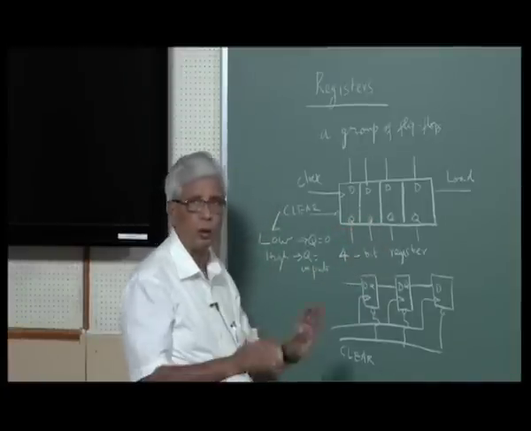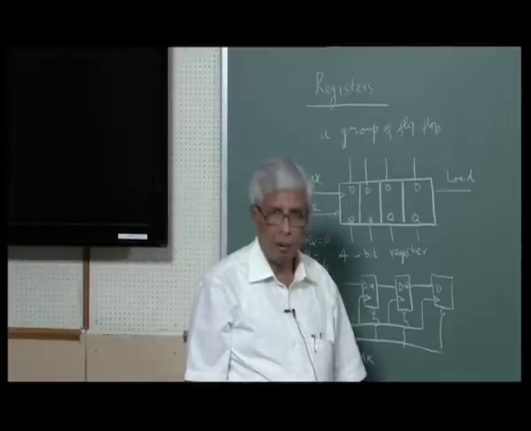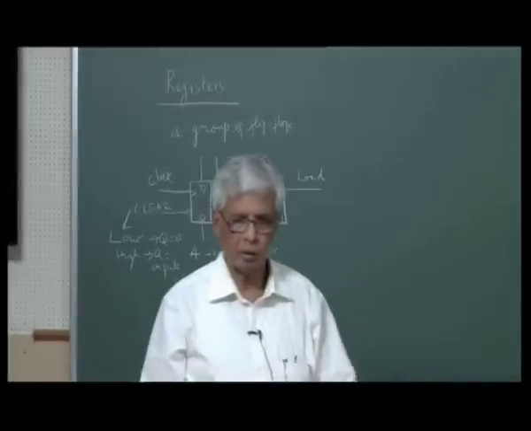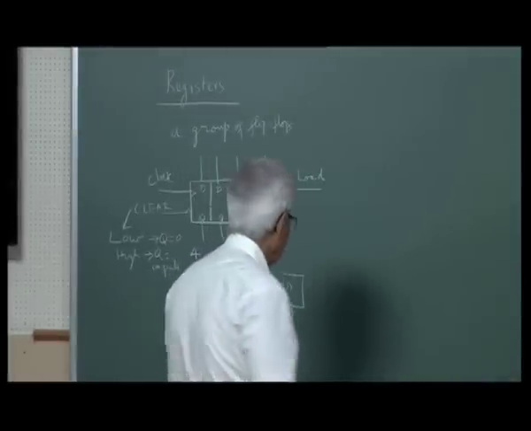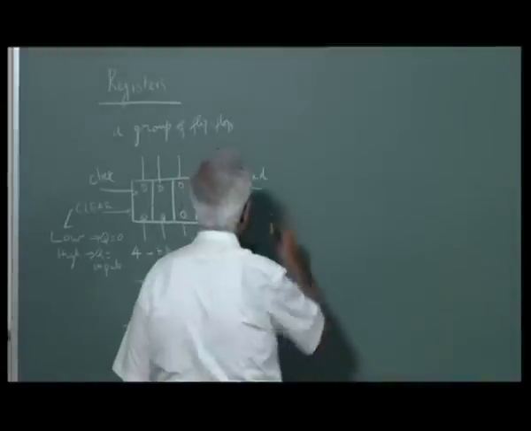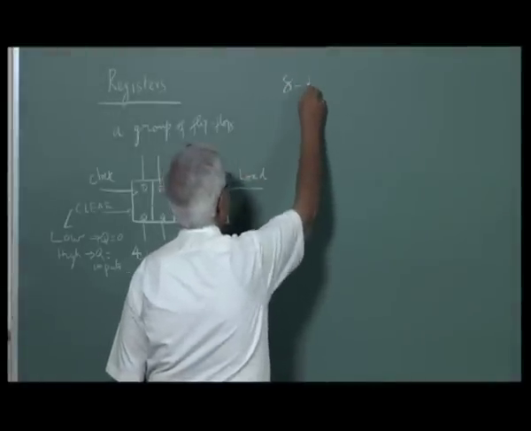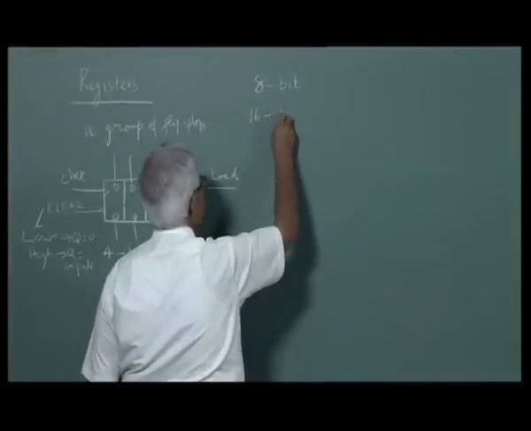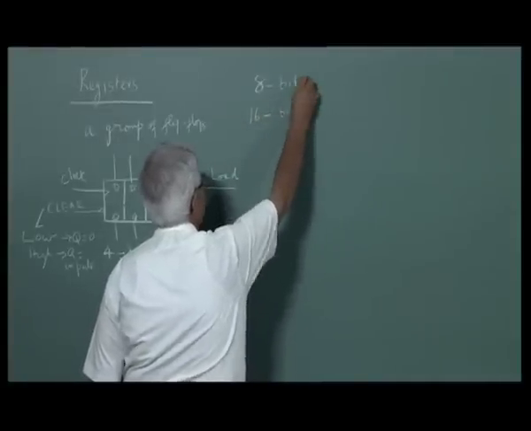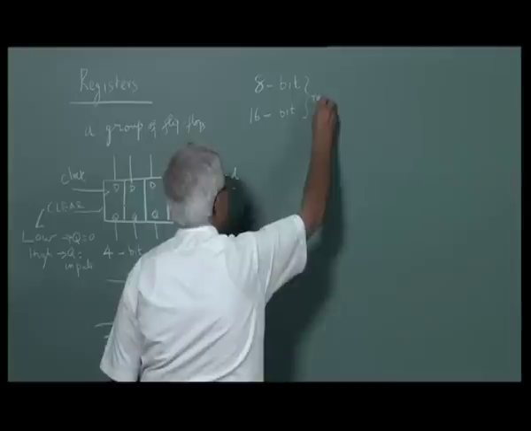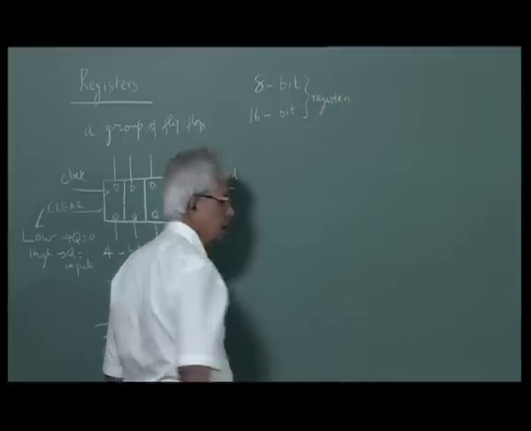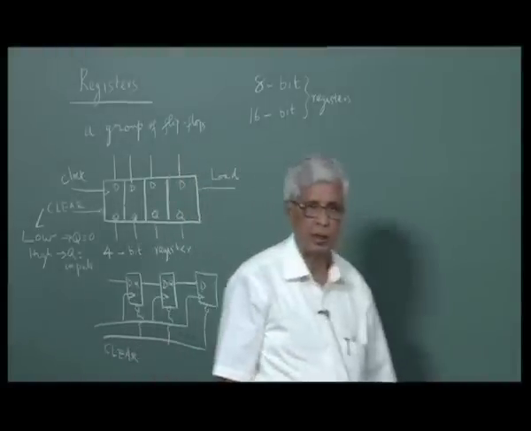Register is used for storage purposes. A memory consists of all registers. So the 4-bit is too small. You want to store an 8-bit word, I need an 8-bit register or 16 bits, whatever is the type of registers available. These are registers available on market, 8-bit registers, 16-bit registers, so forth.